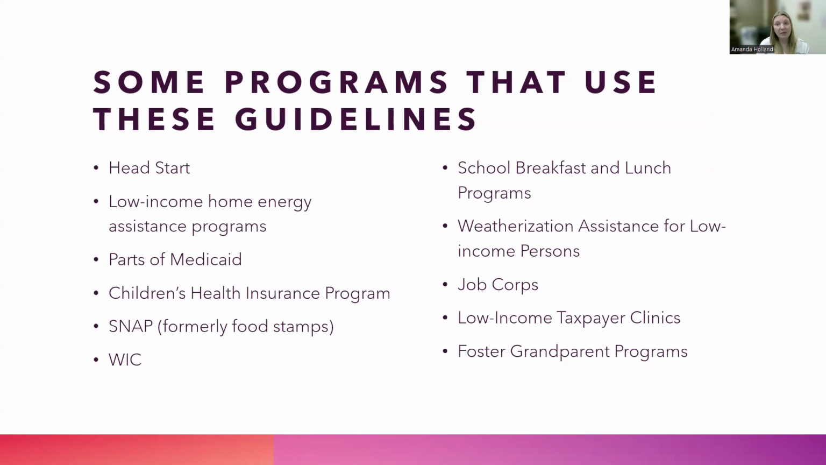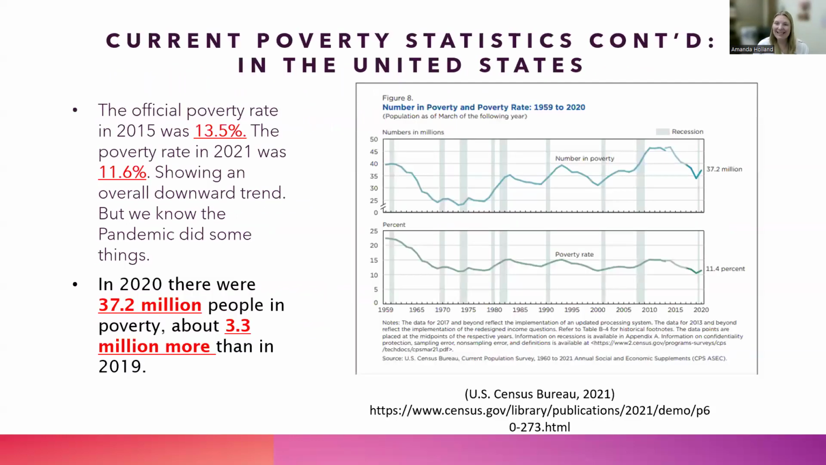So here's some programs that use these guidelines in order to see if you are eligible for those programs. Head Start, low-income home energy assistance programs, parts of Medicaid, the CHIP, the Children's Health Insurance, SNAP, which is formerly food stamps, WIC, school breakfast and lunch programs. All of those things take into consideration your pre-tax income in order to determine whether you are in poverty or not. Another thing that takes that into account is the poverty statistics.